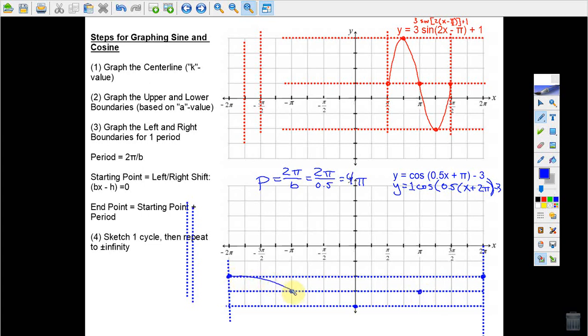And then we can connect those with a smooth curve, something like that. And that would be a graph of our new function.